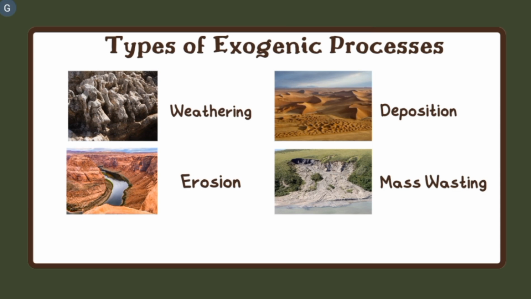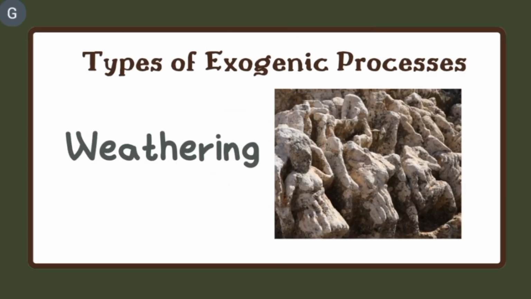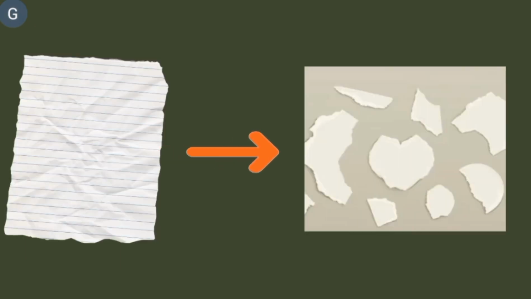Now we have here four types of exogenic processes. First, we have weathering. Next, we have erosion, deposition, and lastly, the mass wasting. All I'm going to do is to introduce to you class what is weathering and how this contributes to the shaping and modification of Earth's surface. The rest will be discussed by your next Earth Science teacher. So we have here a paper. We're going to tear the paper in small pieces like what you see in the illustration.